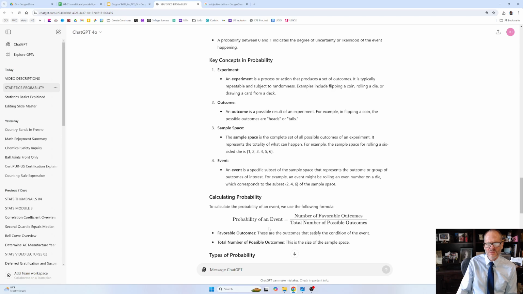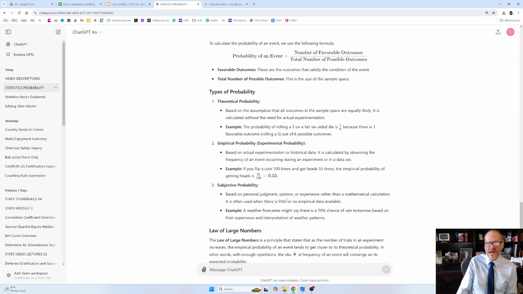Experiment, outcome, sample space, event. We run an experiment, and every experiment we run, we get an outcome. And there's an entire sample space of all possible outcomes. If we want to know the probability of a specific event, we define that subset of the sample space. We say, what's the probability we'll get 1? Or what's the probability we'll get 3? That's the sample space. Then we define an event and want to know the probability of the event, and we try to figure that out based upon the sample space.